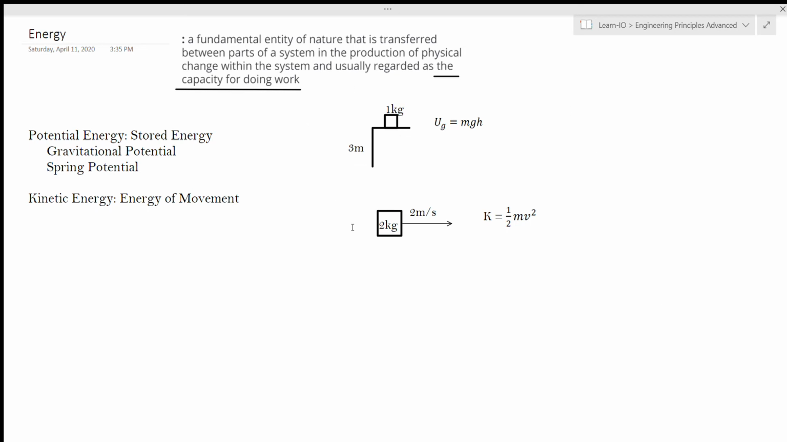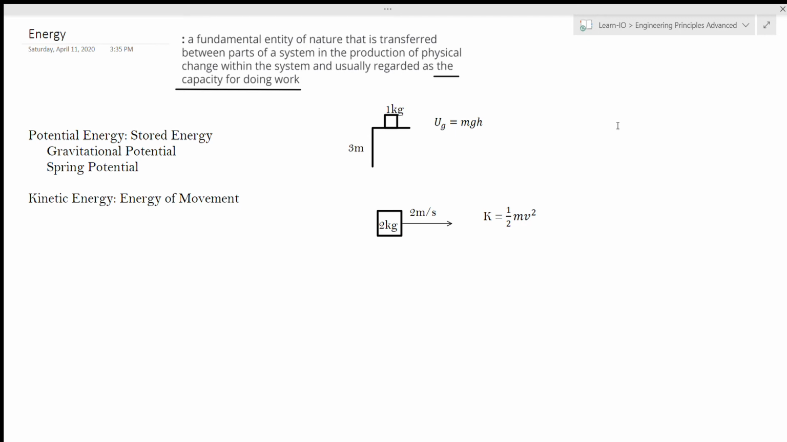So right here we have a block on a ledge 3 meters off the ground. Most of you who are in middle school would be able to understand that, yes, that block has potential energy. Being above the ground gives it potential energy. But what you might not know is that the mass of the block actually also plays a role in the amount of energy that it has. So we can see that in the equation for UG, or gravitational potential energy. That's how we write gravitational potential.